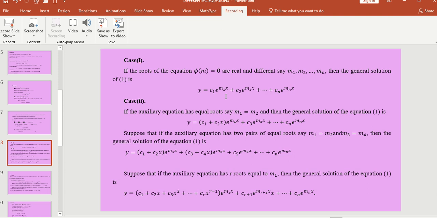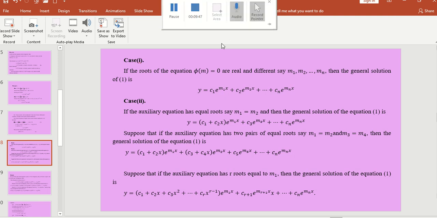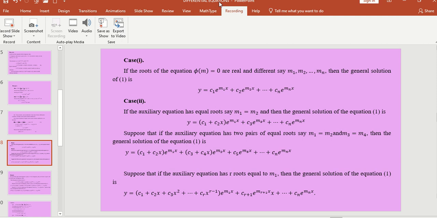Suppose we consider case 2, where the roots are real and equal, then we have m1 = m2, and the general solution of equation 1 is y = (c1 + c2 x) e^(m1 x) + c3 e^(m2 x) + ... + cn e^(mn x).